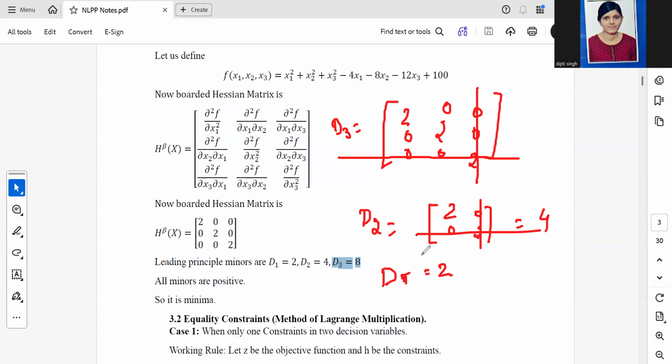You can see here all the principal minors are greater than or equal to 0. So it means all the principal minors are positive definite, so the given function is minimum. Got it? So this is the process to check or verify whether the function is maximum or minimum using the leading principal minors of the Hessian matrix. Now we move to the next type.